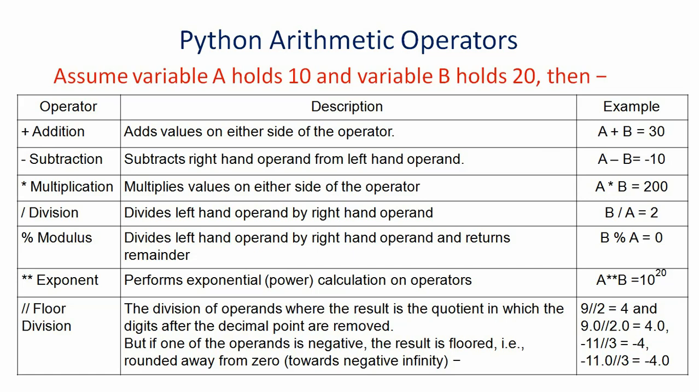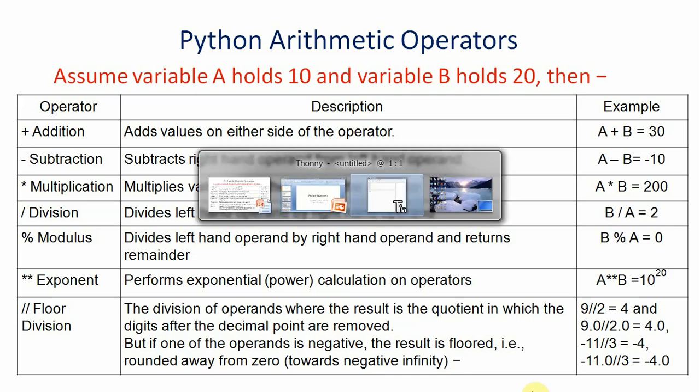Exponent performs exponential power calculation on the operators. a exponent b is equal to 10 raised to power 20. Floor division. The division of operands where the result is the quotient in which digits after the decimal point are removed. But if one of the operands is negative, the result is floored, that is rounded away from 0.